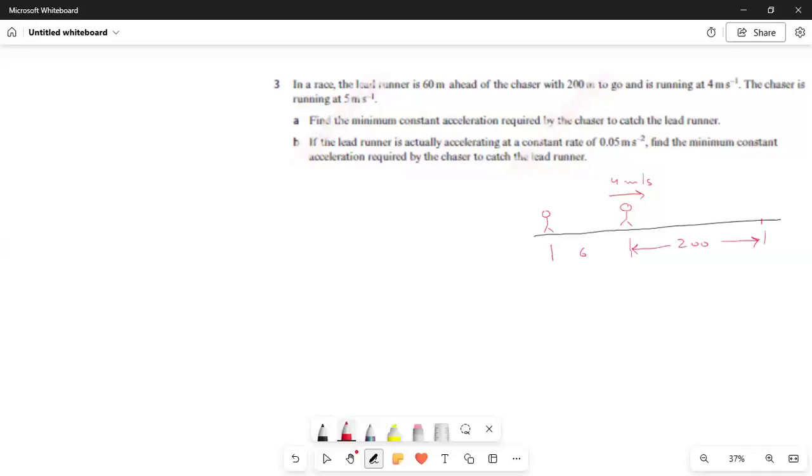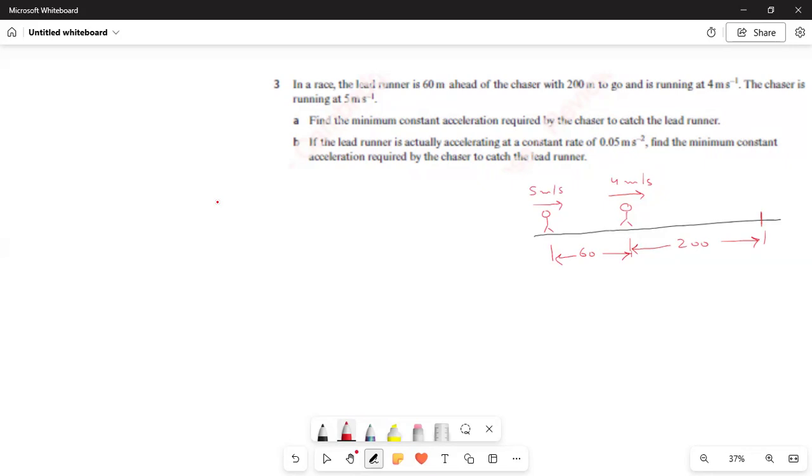and he's 60 meters behind the leader, right? And his speed is 5 meters per second. This is the scenario, and this is the end of the race. Now find the minimum constant acceleration required by the chaser to catch the lead runner.